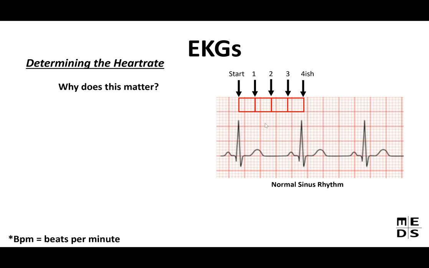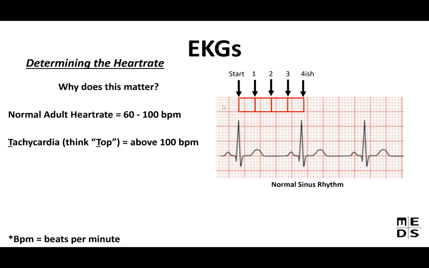You need to really be able to train your eye to look at an EKG to see if it's actually really fast or actually really slow. So a normal heart rate is going to be between 60 and 100 beats per minute. Now, if it's tachycardic, think top, meaning that it's above 100 beats per minute. And then there's bradycardia, which is think below, which is below 60 beats per minute.